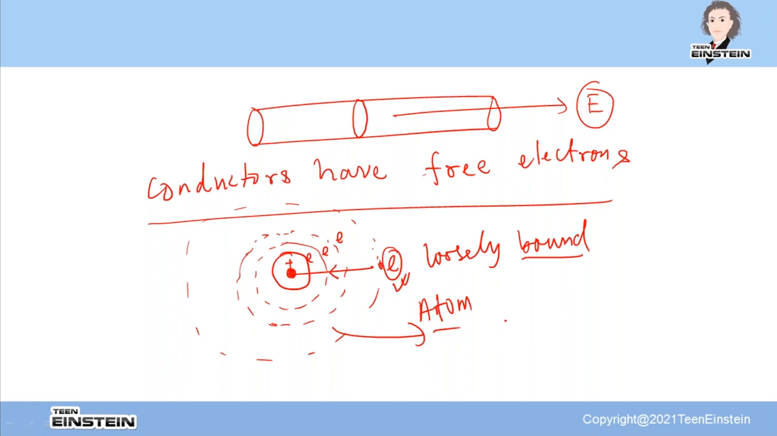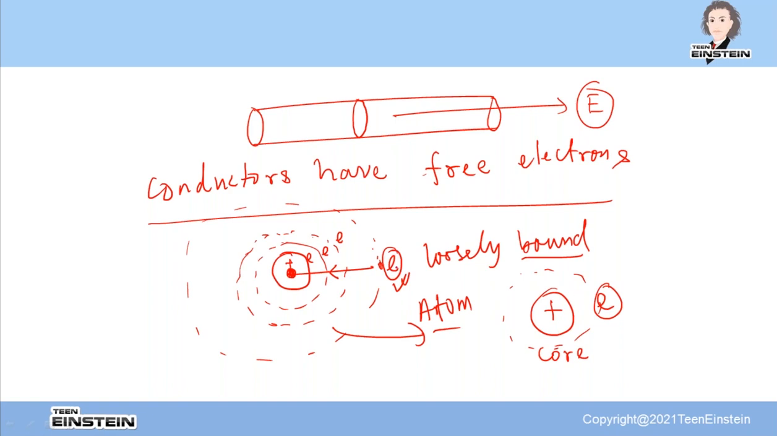How can I treat an atom? I can treat an atom as a positive core. This is the core of the atom, and the valence electron. This is a positive ion core and one electron. I can treat a complete atom in this way. On average, these electrons may be very loosely bound, but it will not leave the atom at the same time.